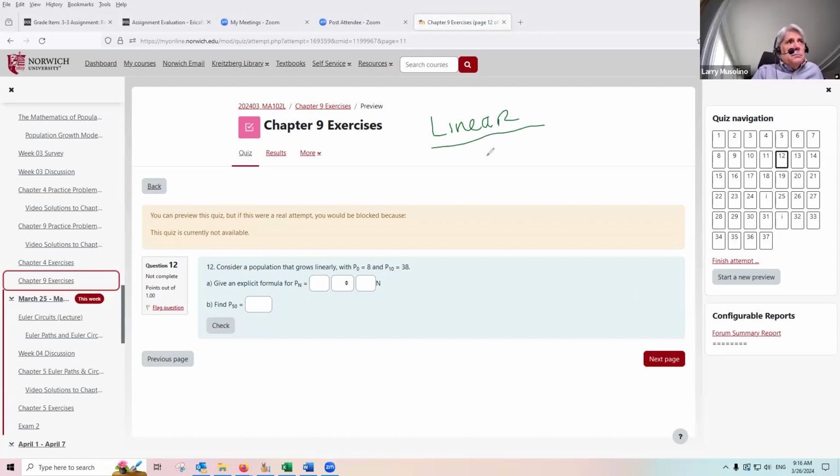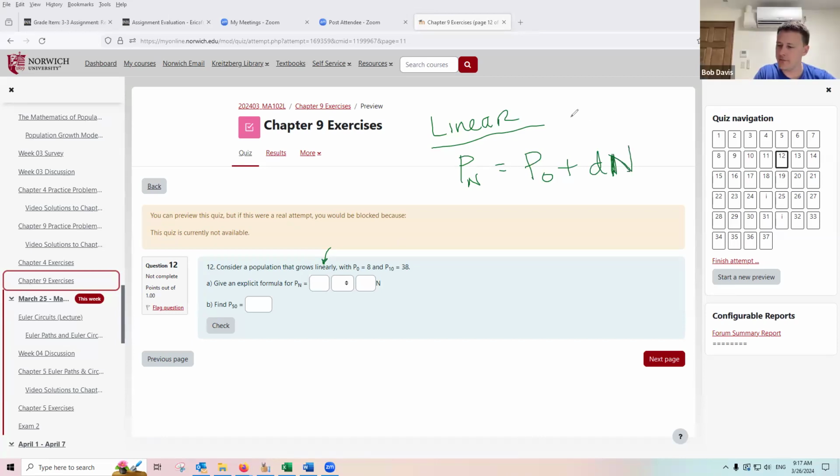All right. So let's talk. I'm noticing they say linear. A linear pattern means to get from one term to the next, you're adding some number or subtracting some number. So in our textbook, it's going to give you the pattern. For the linear model, it's going to be P sub n equals P sub 0 plus D times n. P sub 0 just means the first term in the sequence.